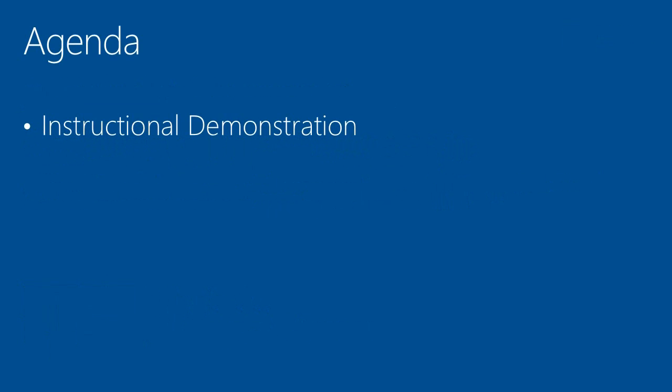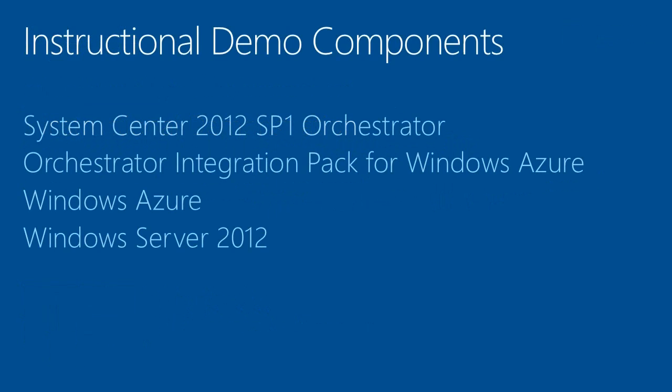The agenda is simple, just an instructional demonstration on the Azure Integration Pack as it relates to Cascading Dependencies. The instructional demo components: System Center 2012 SP1 Orchestrator, Orchestrator Integration Pack for Windows Azure, which shipped with SP1. Windows Azure you're not really going to see, but it's related. And of course everything's running on Windows Server 2012.